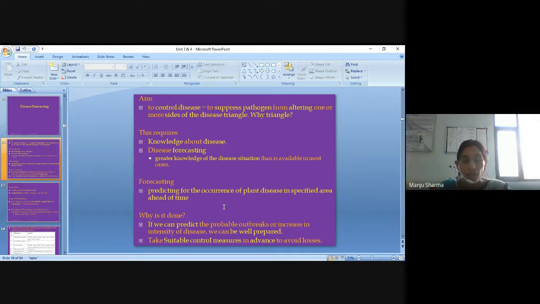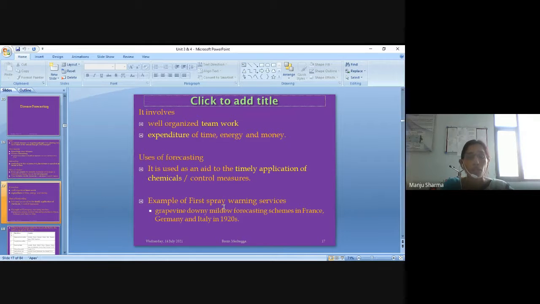So why is it done? If we can predict the probable outbreaks or increase in intensity of disease, we can be well prepared and take suitable control measures in advance to avoid losses. It involves well organized teamwork and expenditure of time, energy and money.